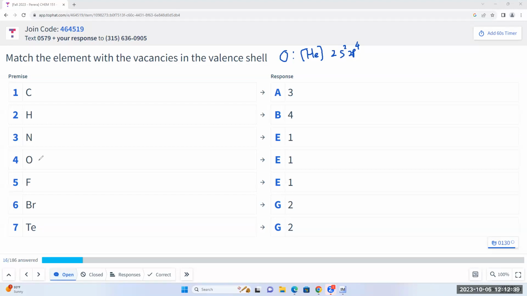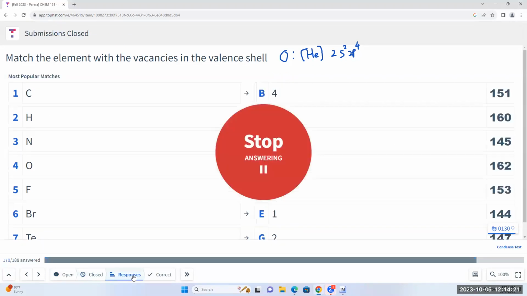And therefore, oxygen should match with 2. Now, what I want you to do is do that for the other elements over here as well. Go ahead. And here are our responses.